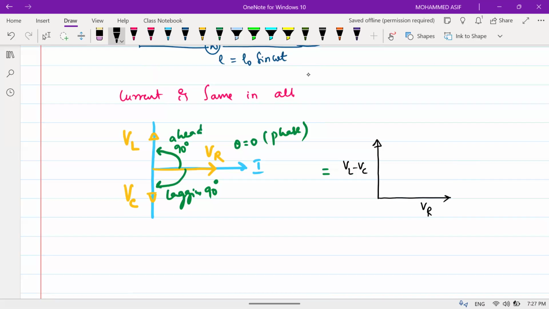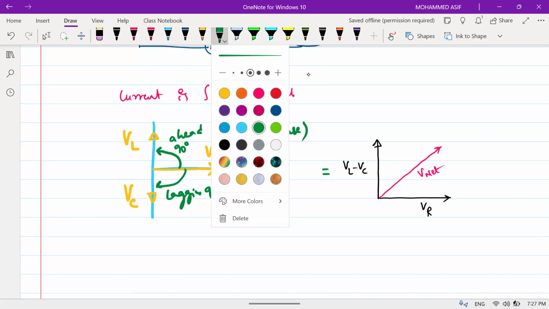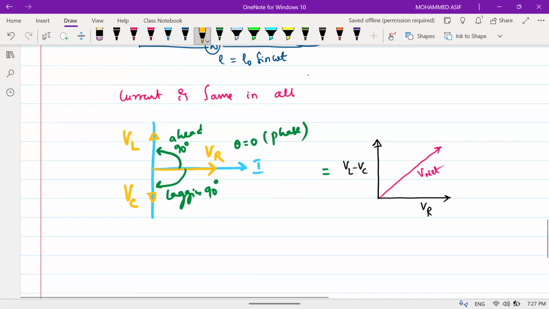Done. VL minus VC, isn't it? Positive y-axis minus negative y-axis, VL minus VC. And the potential across the resistor is along the x-axis, VR. The resultant of these is this one, V net. Can anyone tell me how to calculate V net for this one?